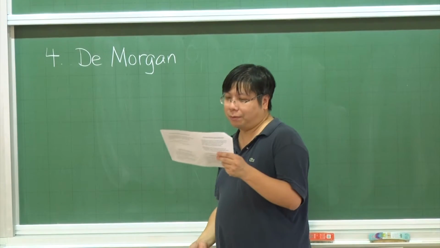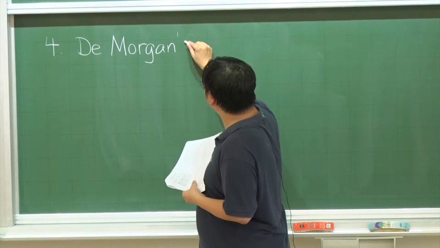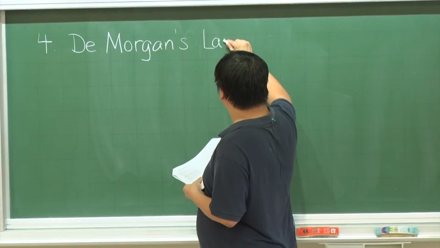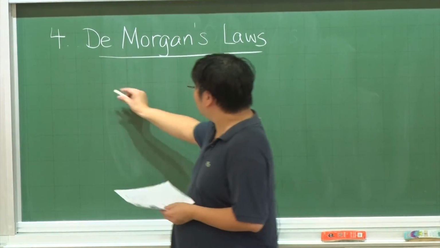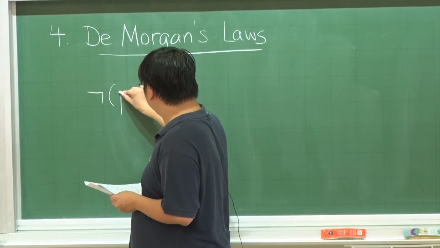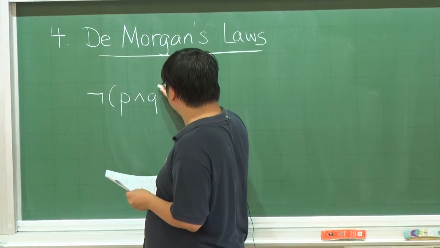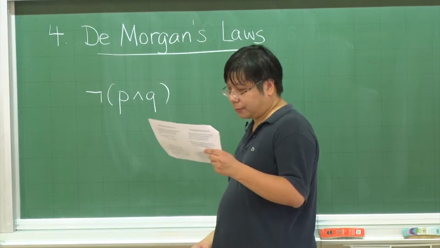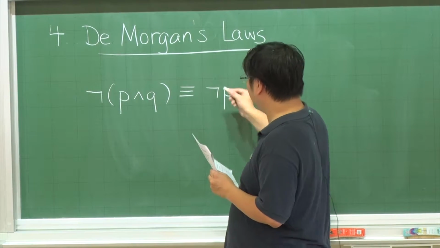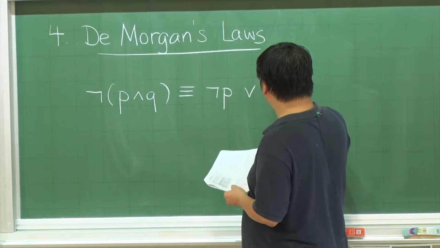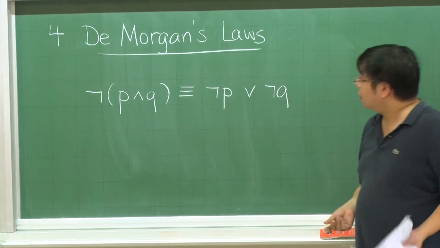So it is from this mathematician, De Morgan's laws. Okay, so we have seen one of it, not (P and Q). So we have P and Q, we negate it. Then it will be equal to not P or not Q.